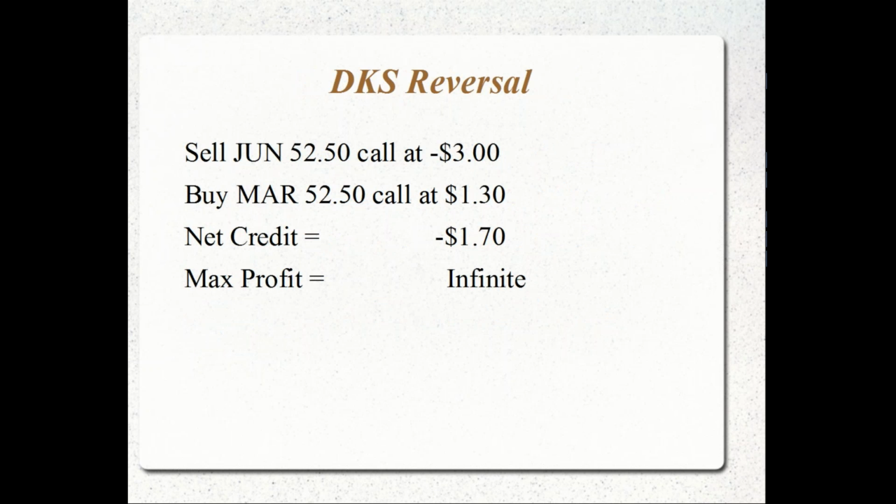So here's an example. We'll keep it at a horizontal. Sell the June 52.5 call. The June, the one that's 107 days out, I'm selling it now for $3 premium. I'm going to buy the March 52.50 at 1.30. So I have 17 days of owning a long call that can help cover the short call. And I get a net credit of $1.70. The max profit is infinite.